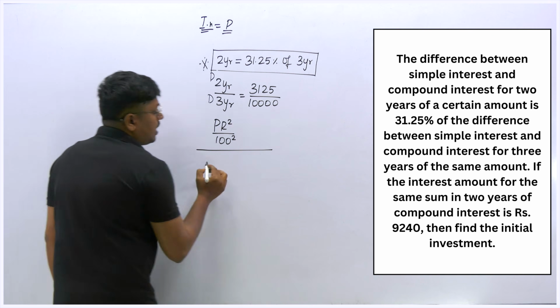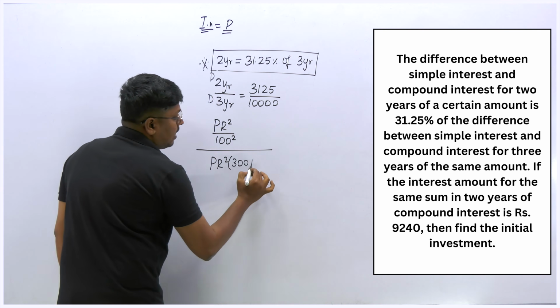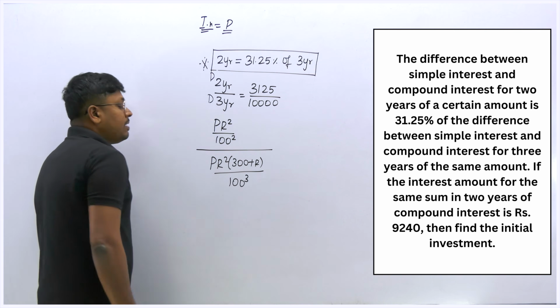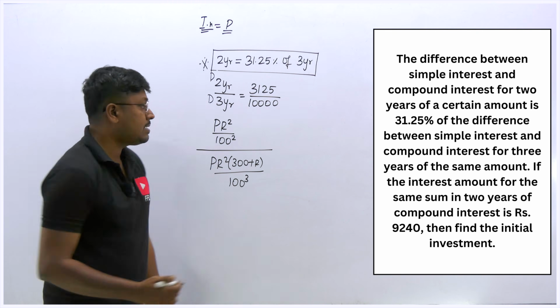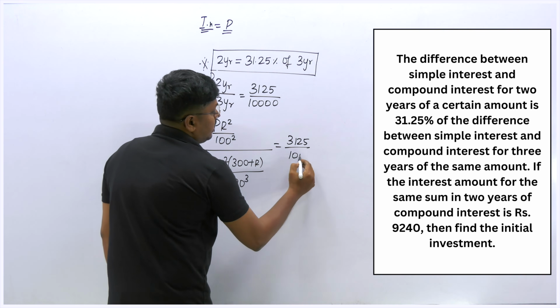So similarly, we know another formula, that is P R square into (300 plus R) divided by 100 cube. This will be the formula that we use for the difference between simple and compound interest for 3 years. So it is equal to 3125 divided by 10,000.